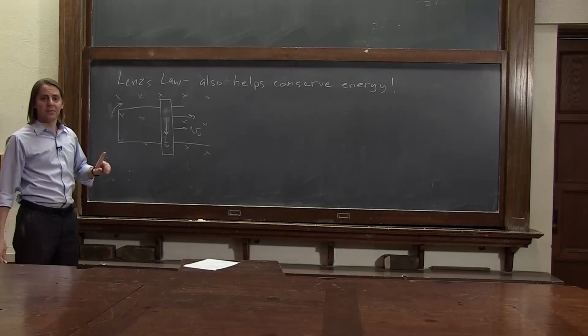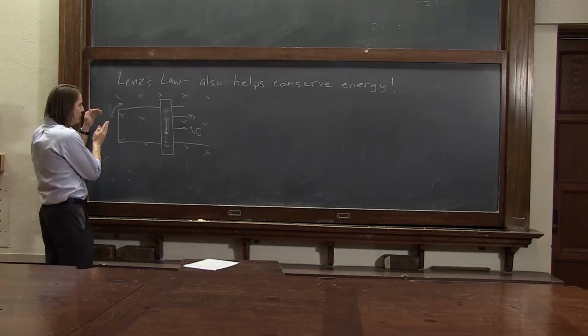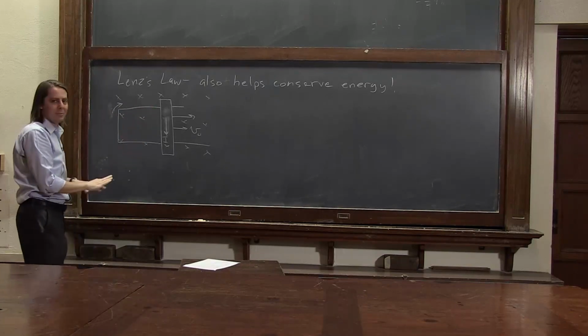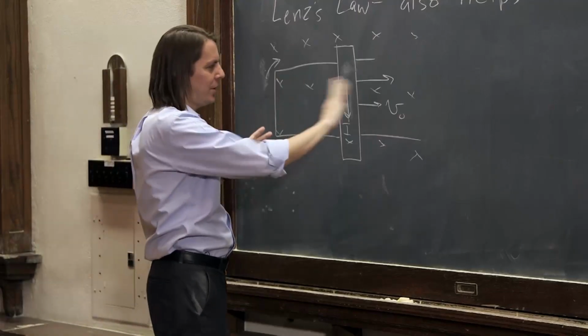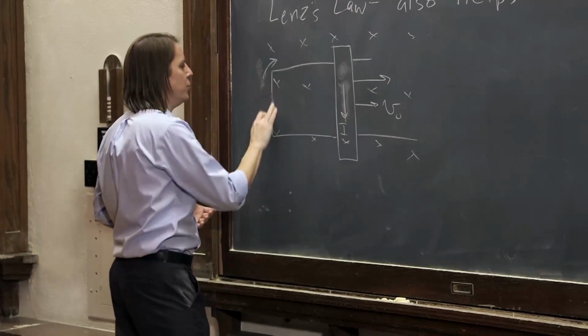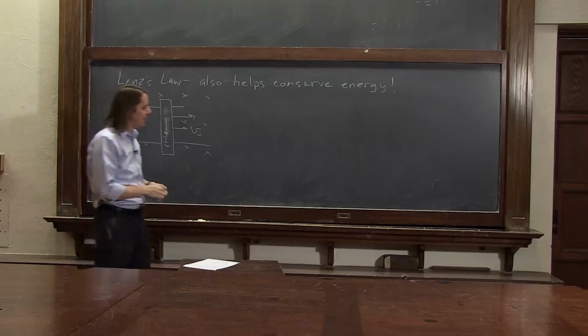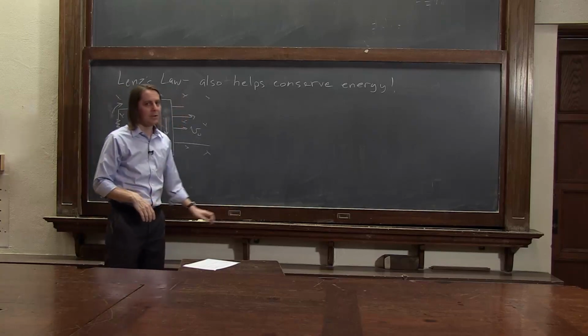You can make a railgun. You can make this thing move if you drive current with a power supply. But here we're talking about cases where there's no power supply to make something move. And if there's no power supply, all it can do is lose energy to the resistor. So sometimes you can use Lenz's law by looking at a situation and saying which one is not going to create energy.